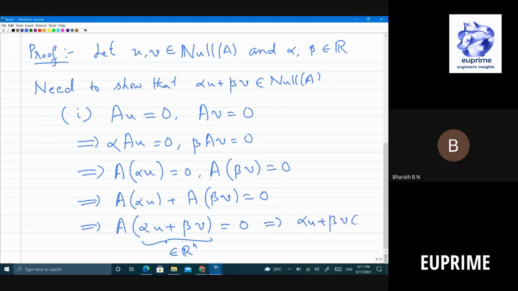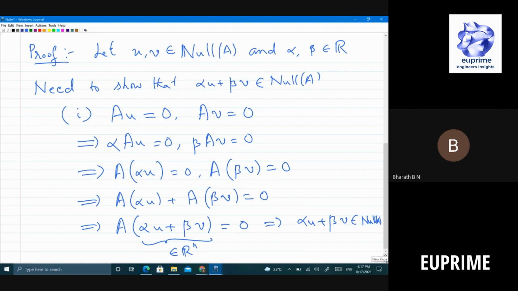This is easy, right? It belongs to null of A. So null space is a subspace. This is something that you should always keep in mind. Is that clear? Any questions? Okay, so now we know something about the null space.